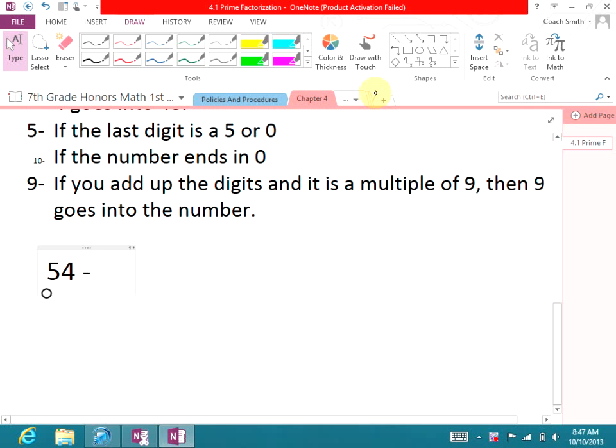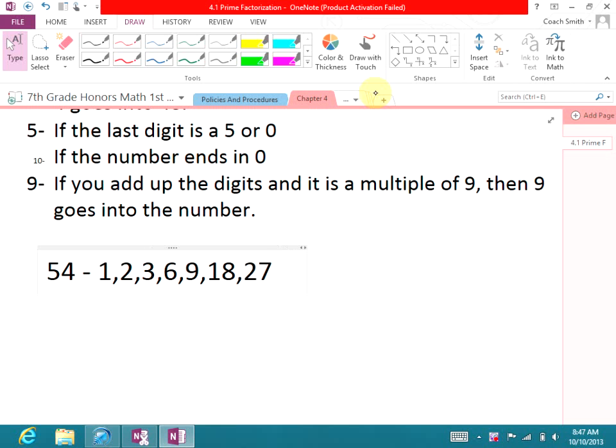What was after 18? Yeah. It is 1, 2, 3, 6, 9, 18, 27, and 54. Okay. It's always best to try to list them in their pairs: 1, 54, 2, 27, 3, 18, 6, 9. Okay? So those are the factors.